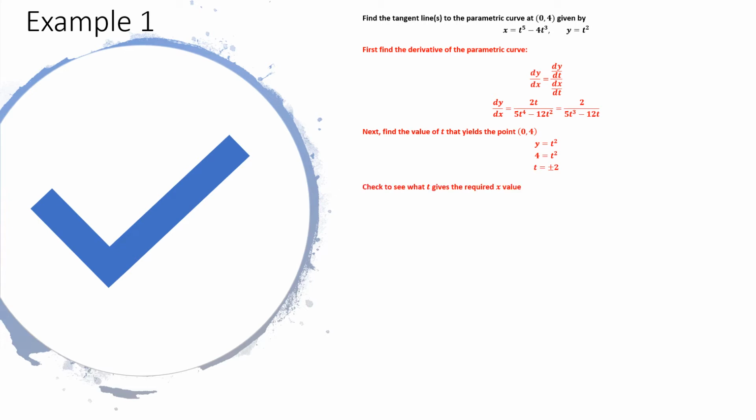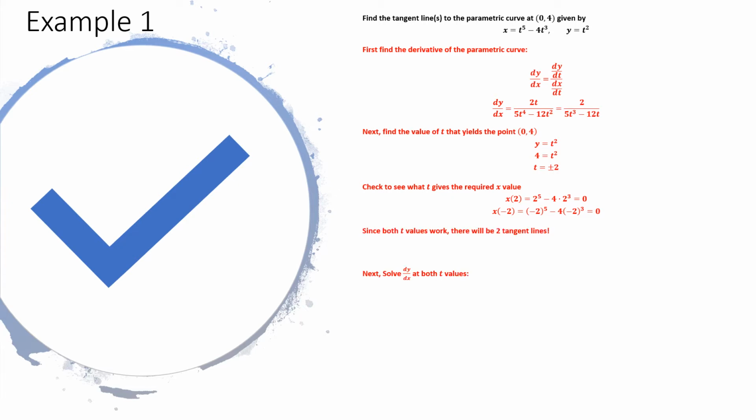Well, if t equals plus or minus 2, we want to check to see if one of those works or both of those work in the x equation. So if I plug 2 into the x equation, I get 0, which is what I want x to be. And if I plug in negative 2, I also get 0. So that means both t equals 2 and t equals negative 2 satisfy the two equations. That tells me that I'm going to end up with two tangent lines.